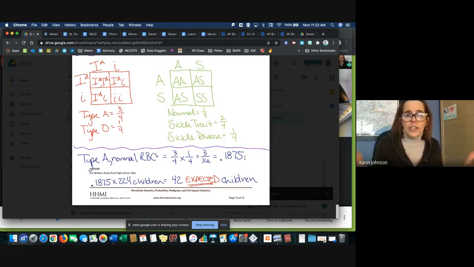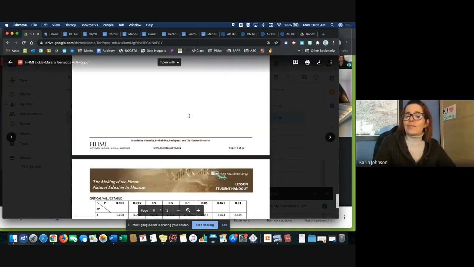That's the ratio, or the percentage if I moved it over, 18%. But the question is, out of 224 children, how many is that? I just take that number and multiply it by 224, and I find out that we would expect 42 children to be type A with normal red blood cells. And then I just keep going from there.